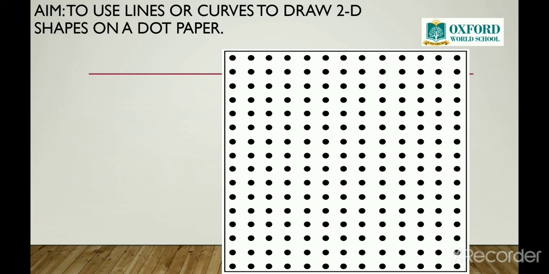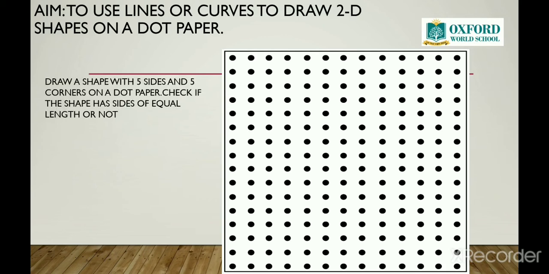So let us understand this with the help of an example. So here is the example. Draw a shape with 5 sides and 5 corners on a dot paper. Okay. Check if the shape has sides of equal length or not. So let us do it.